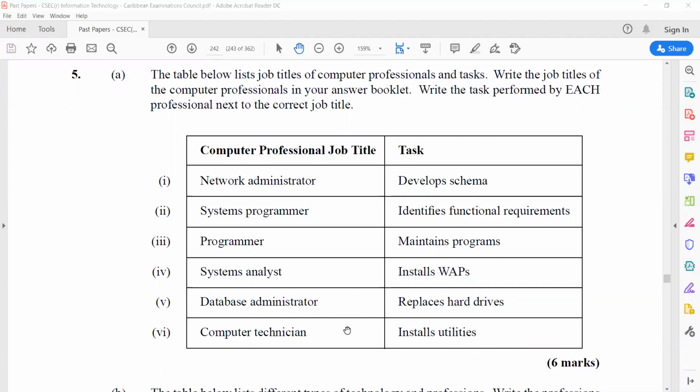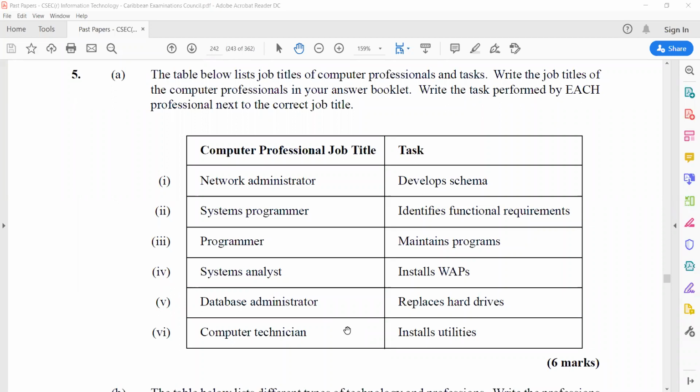The computer technician? Anyone else? Yes, the system analyst would do that. Remember the system analysts: what they do is identify requirements for evaluating solutions, making sure objectives are met, etc. So you have a network administrator installing the WAPs, the wireless access points, and a system analyst identifying functional requirements.